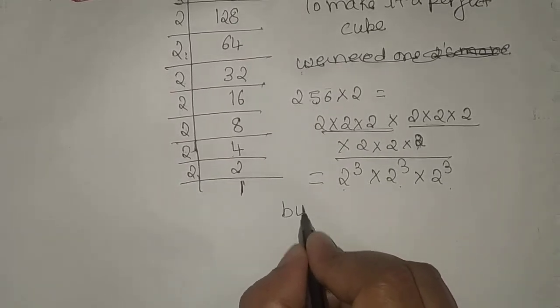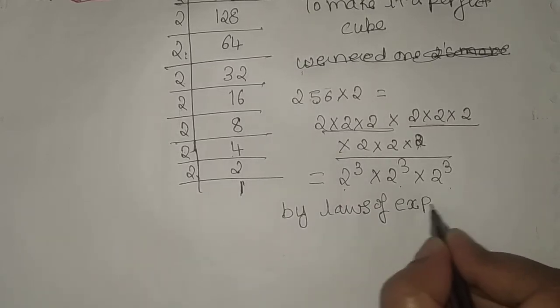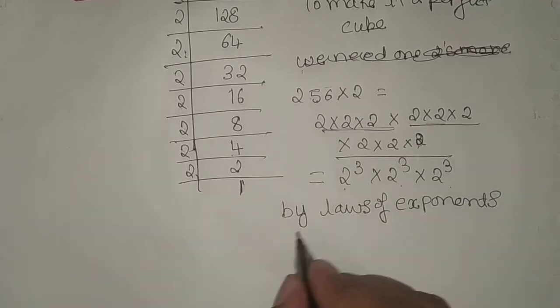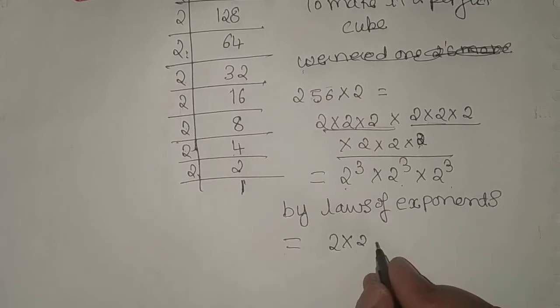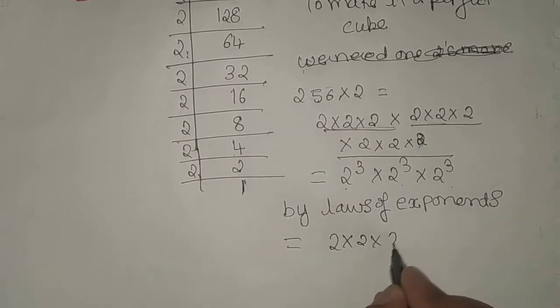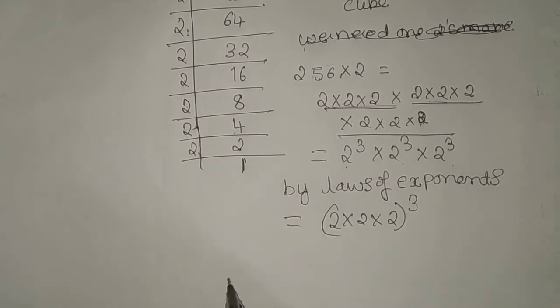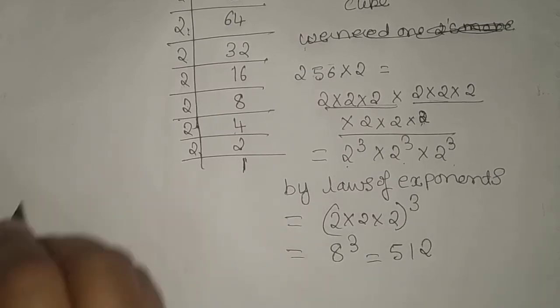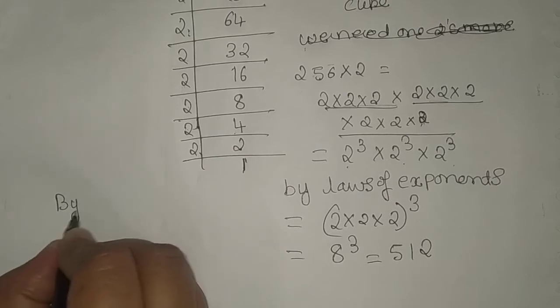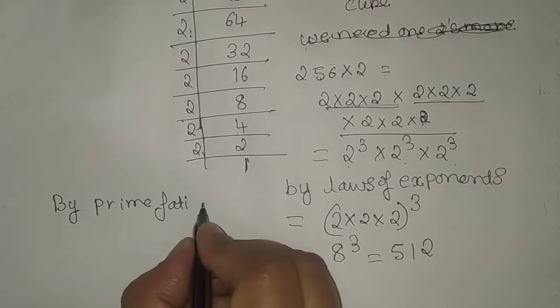So this is by the laws of exponents. As we studied in the previous chapter, we know the laws of exponents: take 2 into 2 into 2, and the powers are common. Just write down the common thing once. So this is by laws of exponents. So this can be written as 8 cube, which is equal to 512. So next, by prime factorization, this we have to write before.